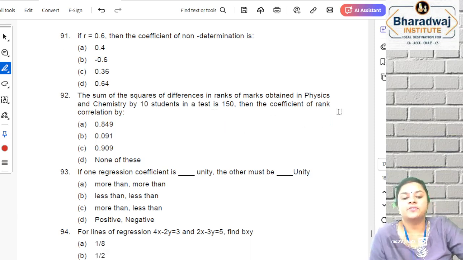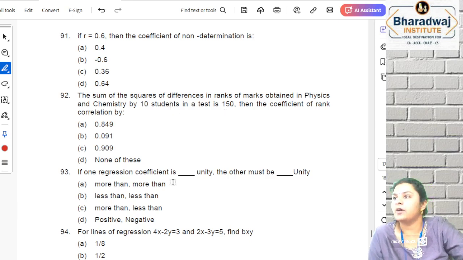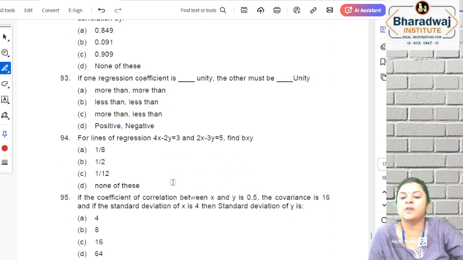92. Sum of squares of differences in the ranks is given. Coefficient of rank correlation, sigma d square is given. They are asking you the rank correlation formula. You can substitute and solve.